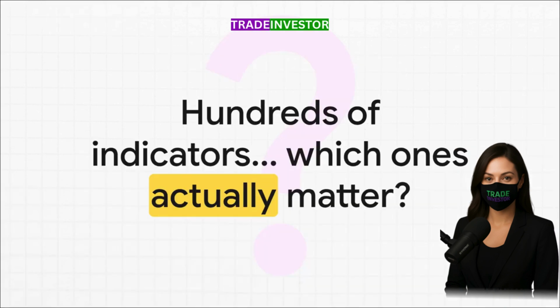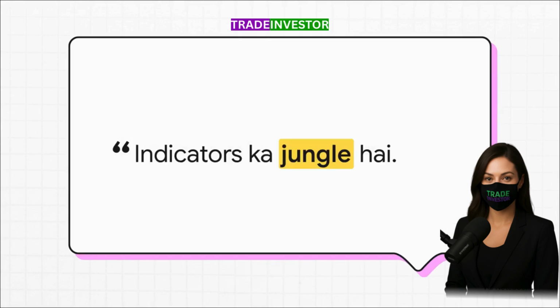Just look at any trading platform, right? You're flooded with hundreds of technical indicators. You've got your RSI, your MACD, Bollinger Bands, Super Trend. Seriously, the list just goes on and on and on. And if you're a new trader, it's completely paralyzing. Which ones do you pick? More importantly, which ones actually matter? There is a perfect phrase for this feeling. Indicators ka jungle hai. It's an indicator jungle out there.